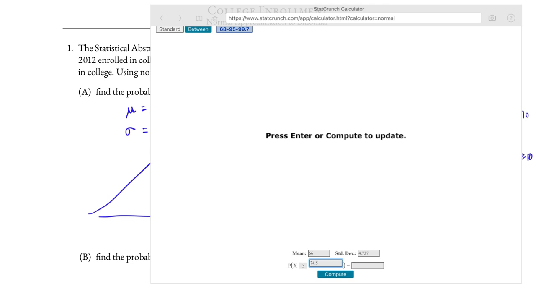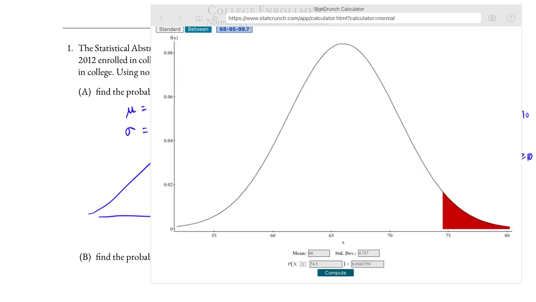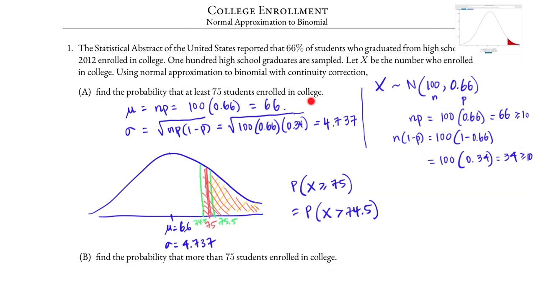The probability is 0.0364, and that is the probability that at least 75 students enrolled in college. And so again, that probability is 0.0364 rounded to 4 decimal places.